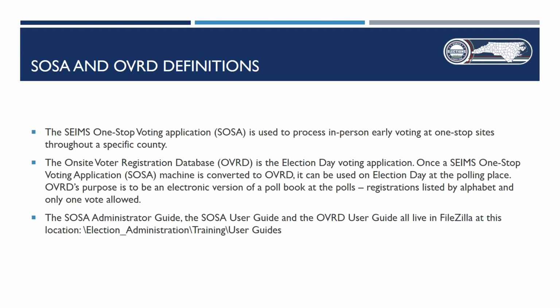So for those dedicated OVRD machines, all you have to do is log in, convert it, set your site, and you're good to go. And again, if you're looking for the user guides for any of the applications, they're in FileZilla at this location here.